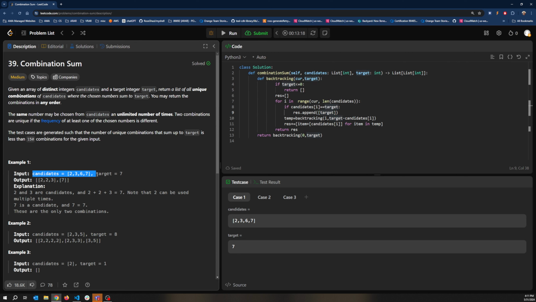So if I want to recap the question, we have an array and we have a target number. We want to produce all subarrays where, if we add up the elements, we get the target. And we can have duplicates for number 39. For example, 2 we can repeat. So 2, 2, 3 is 7, and 7 is 7.